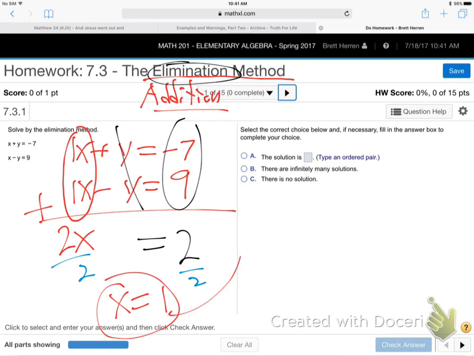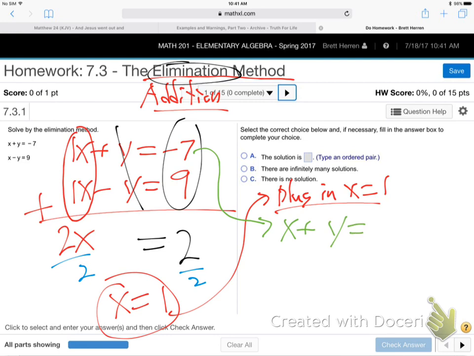Plug it in, yeah. Just come back up here. Say plug in x is 1. Where do we plug in? It doesn't matter. Anywhere you want, really. Any of those equations. I'll just grab the first one, but you could totally do the second one, and it would work just fine. Plug in x is 1. 1 plus y is minus 7. How do we solve for y? Subtract 1 from both sides.